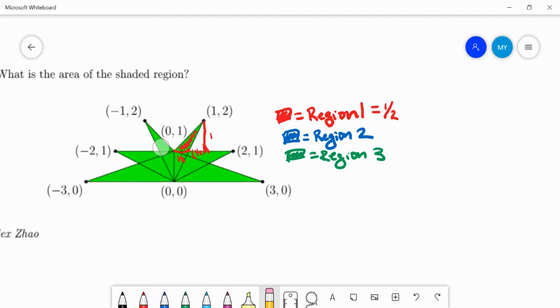Great. So we got the area of region 1. Now let's turn our attention to region 2.